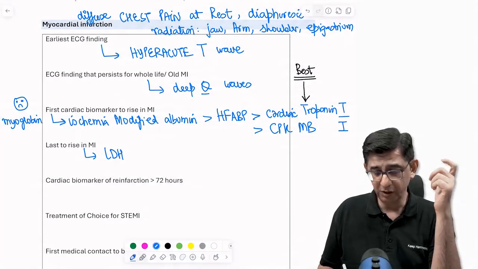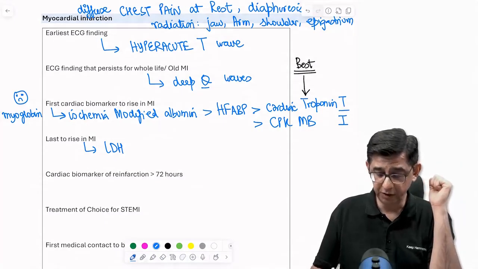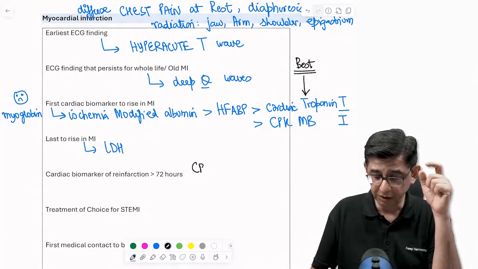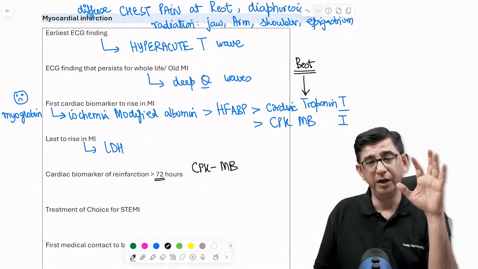Then if he says what is the cardiac biomarker of reinfarction after 72 hours, if he specifically mentions the word 72 hours, then it is CPKMB.